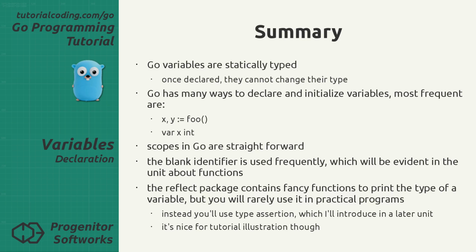Scopes in Go are straightforward. You just need to look for the next matching closing bracket to find the boundary where the variables declared in the scope are terminated. The blank identifier is a valuable syntax asset that you will frequently use to discard unneeded values that are returned by functions. The reflect package is nice to print the types of variables. This concludes this unit. During this presentation, I mentioned a few things that I'll elaborate in later units, like functions and packages, so don't worry about them yet.